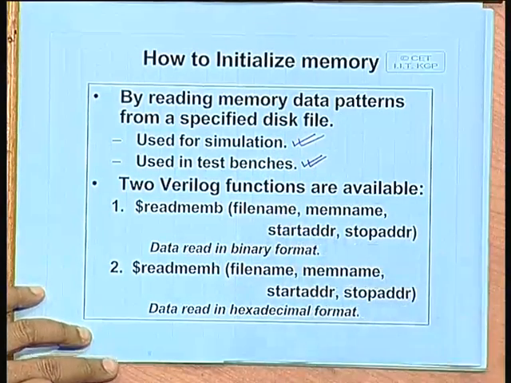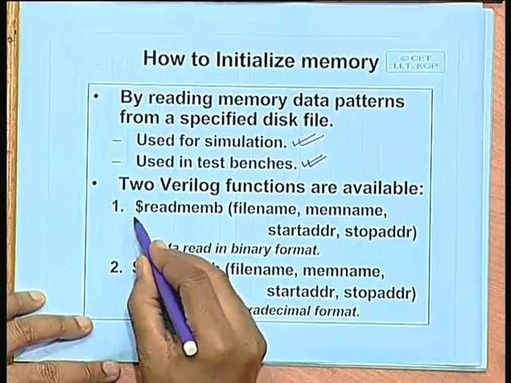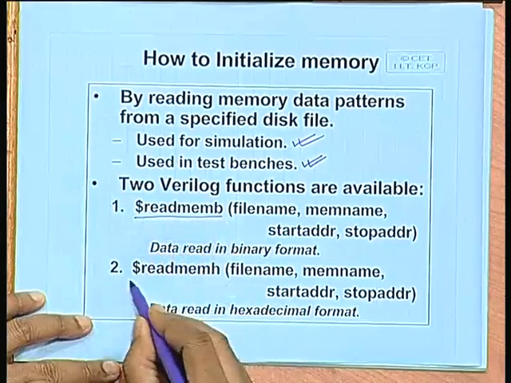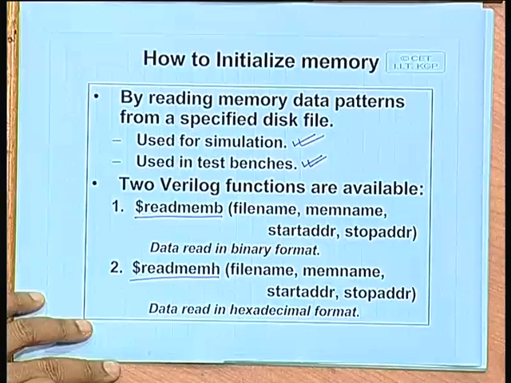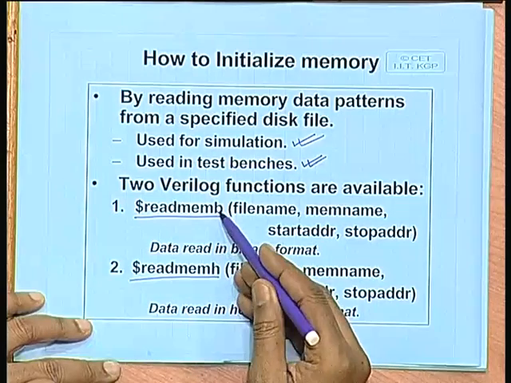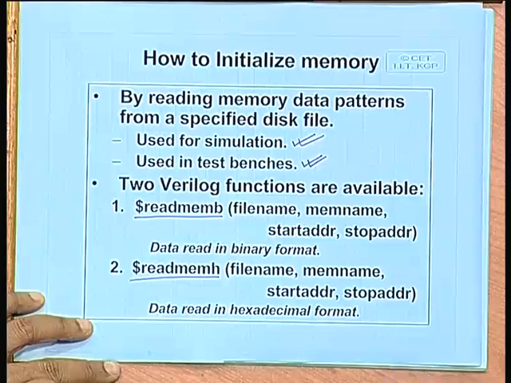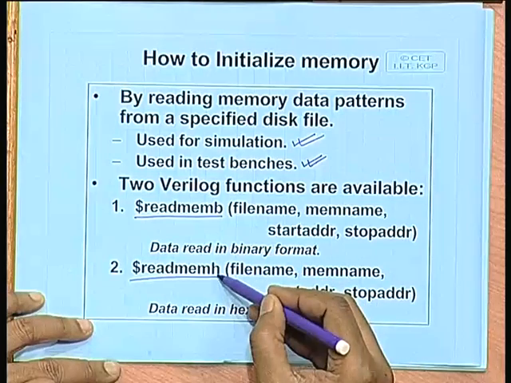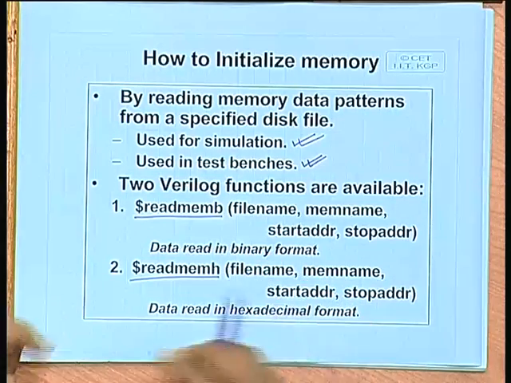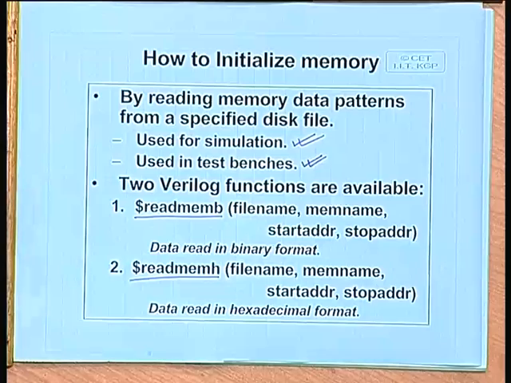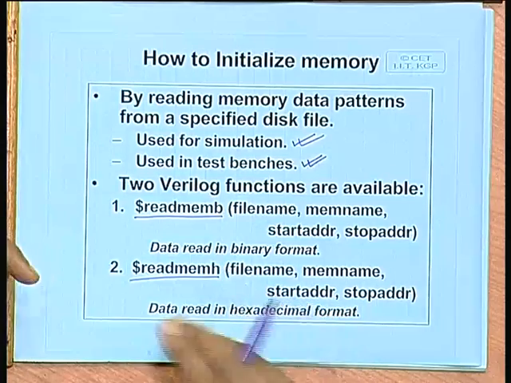Now, in Verilog there are two functions that are available, readmemb and readmemh. B and h basically refer to the radix of the numbers that are read in. B means binary, h means hex. Well, if it is binary, then your file will contain streams of zeros and ones only. If it is h, it will contain hexadecimal characters.